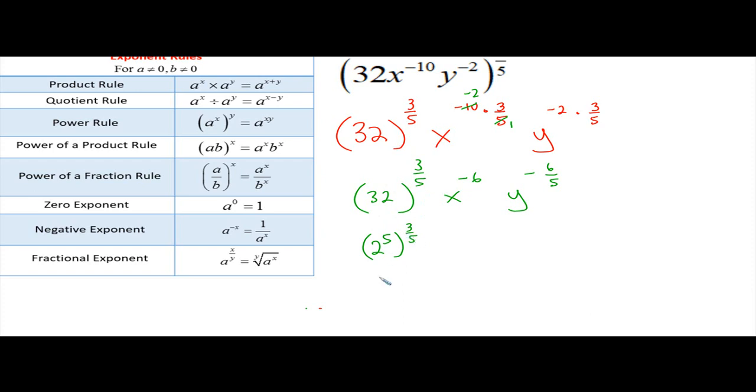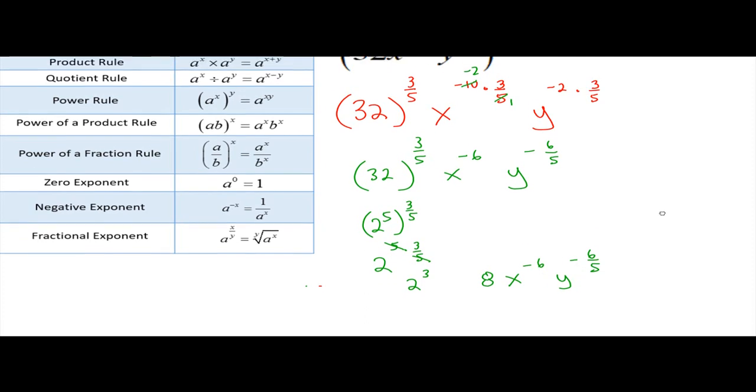So when you multiply these exponents, we have 2 to the 5 times 3 over 5. These 5s are going to cancel each other out. So basically this problem becomes 2 to the 3rd power. We know 2 to the 3rd power gives us 8, right? 2 times 2 times 2. Now over here we have x to the negative 6 and y to the negative 6 over 5.